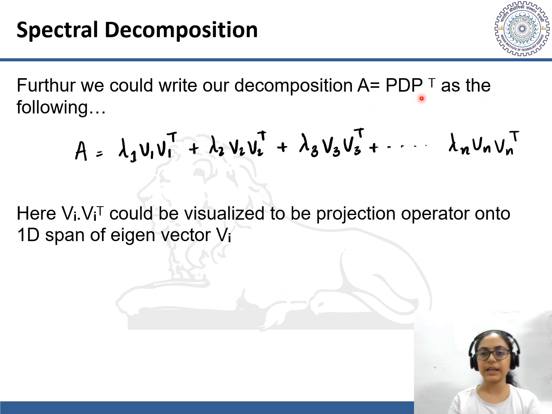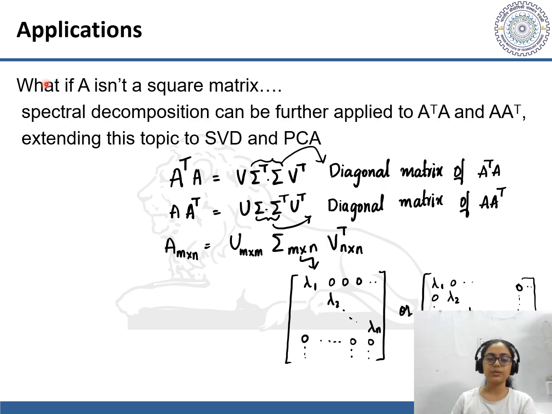So we can further write this decomposition as A being equal to the summation of lambda i vi vi transpose, where vi vi transpose is the projection operator onto the 1D span of eigenvector vi. If A isn't a square matrix, spectral decomposition can be further applied to A transpose A and A A transpose, extending this topic to SVD and PCA. So this is some maths on how it is done, but we're not going to go further into it.